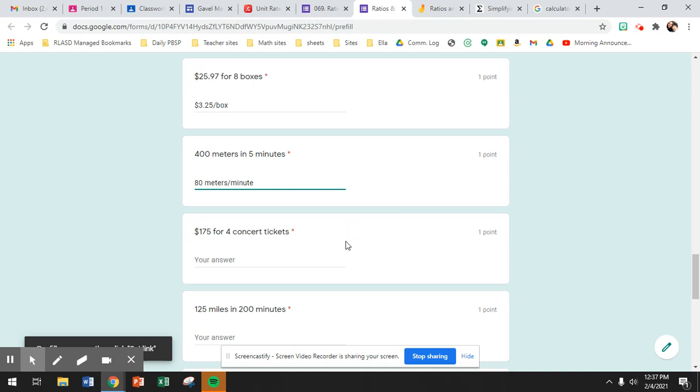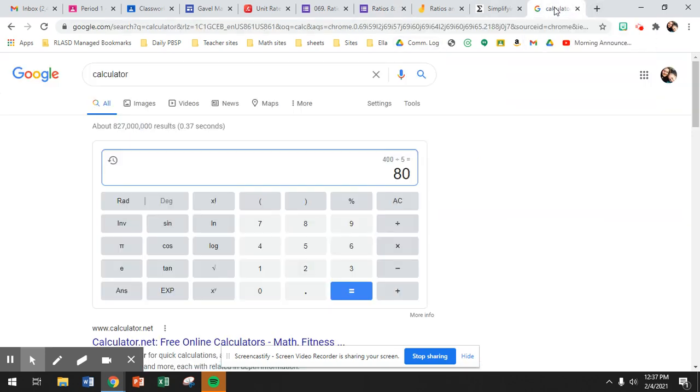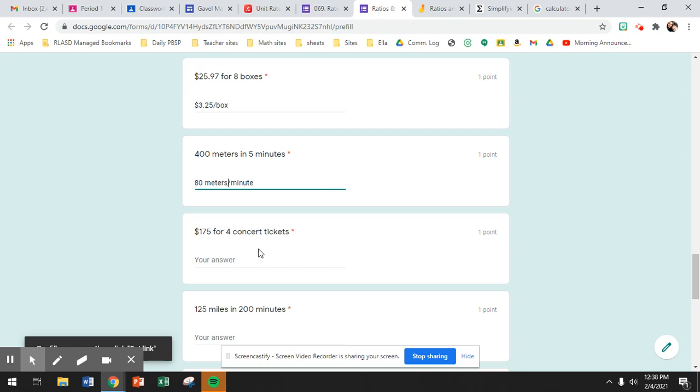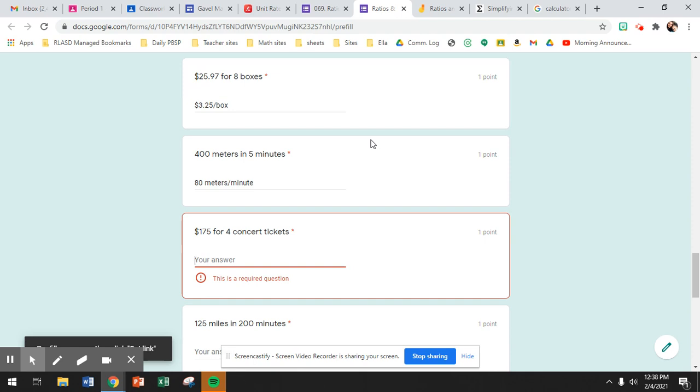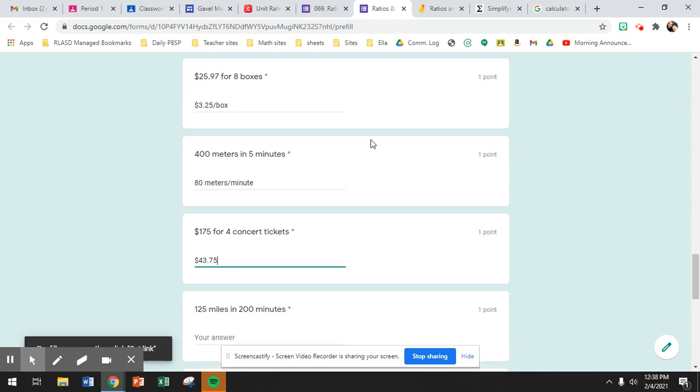All right. This is just like that other one. It's $175 for 4 concert tickets. How much is 1 concert ticket? So 175 divided by 4 means 1 concert ticket is $43.75. So it is $43.75 per ticket.